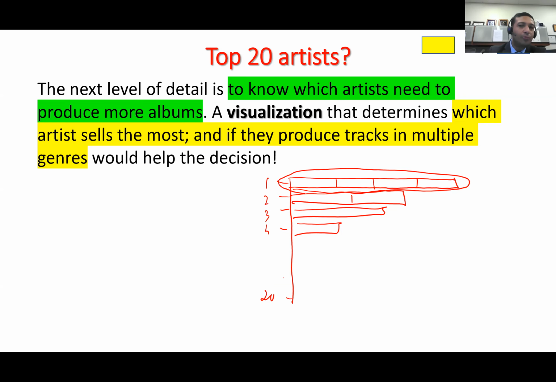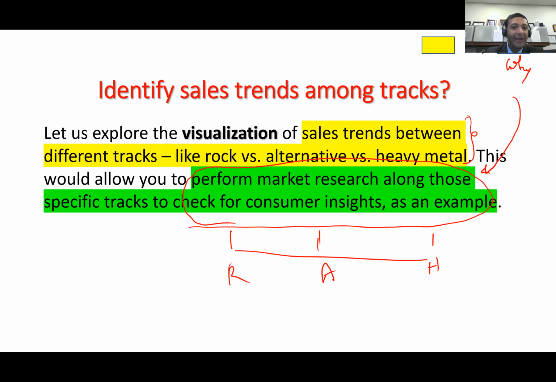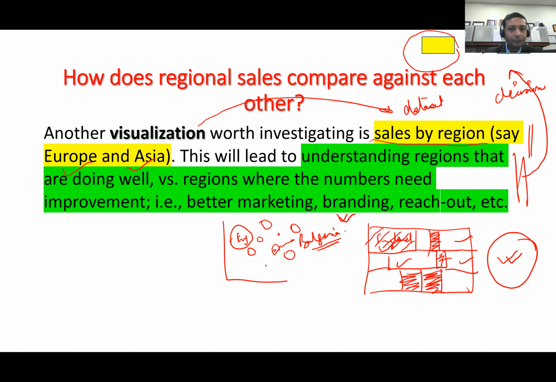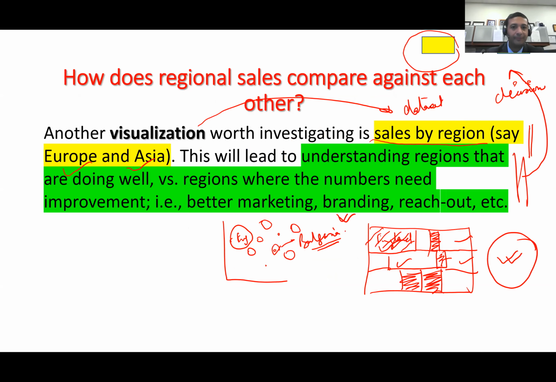To know which artists need to produce more albums. Again, why do you want to see the visualization? That is the answer. To perform market research along those specific tracks to check for consumer insights, to see why those sell trends are different between rock, between alternative, between heavy. Why are those things different across the base? Okay, so again, why? That answer comes from the visualization. Or it's a leading question essentially from the visualization.